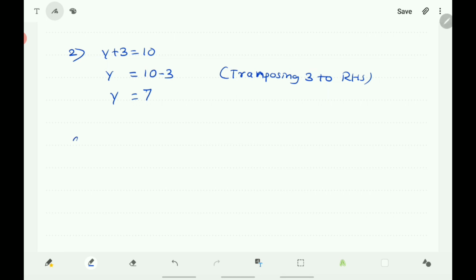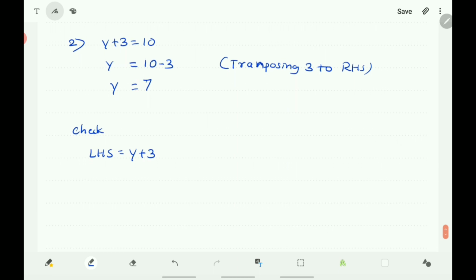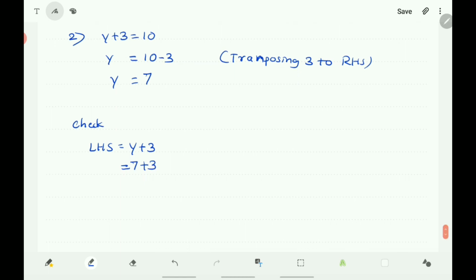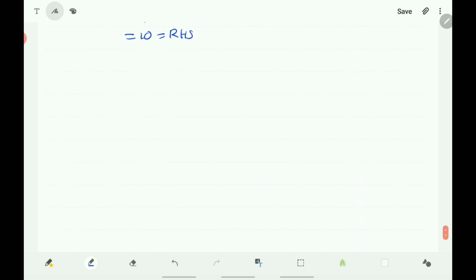You check it. So you consider LHS. What is LHS here? LHS is equals to y plus 3. Then put the value of y, y is 7 here, plus 3. 7 plus 3 is 10. You know that there is 10 in the RHS. So it is equals to RHS. Means here LHS becomes equals to RHS.